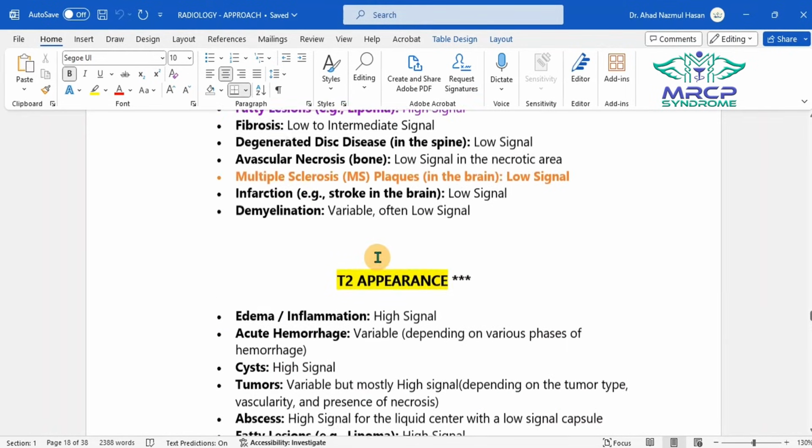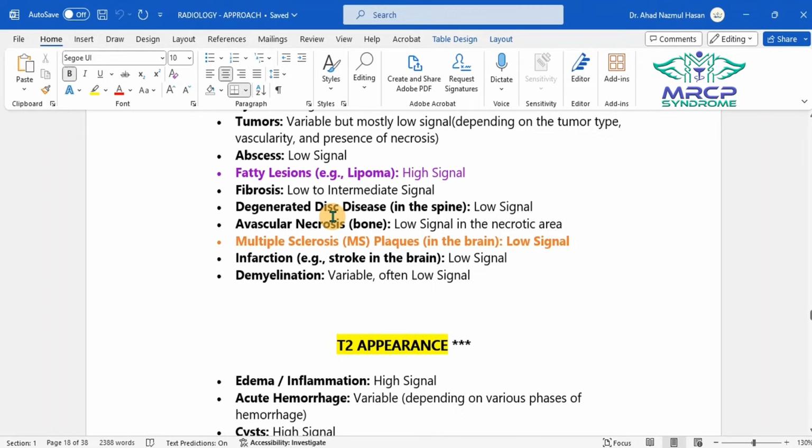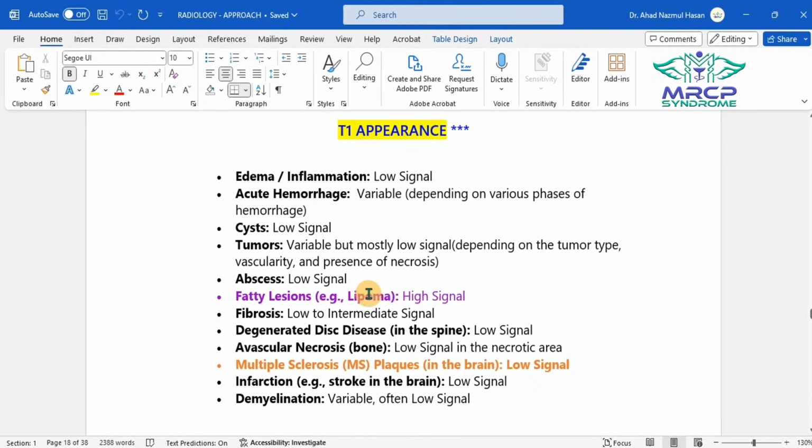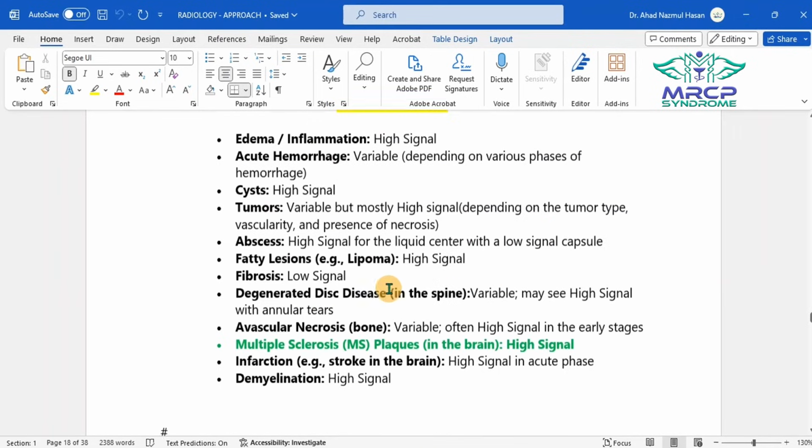And what should be the fatty lesion in T1 or T2? I mean in case of lipoma. Right, on both. Yes, very good. So hyperintense. In case of lipoma or a fatty lesion, there would be high signal intensity both in T1 as well as in T2.